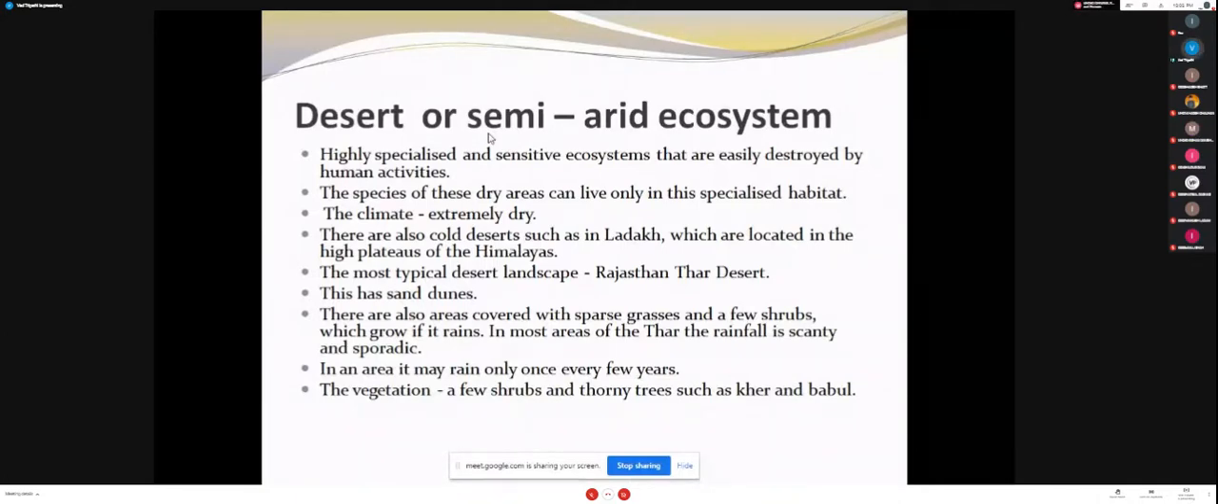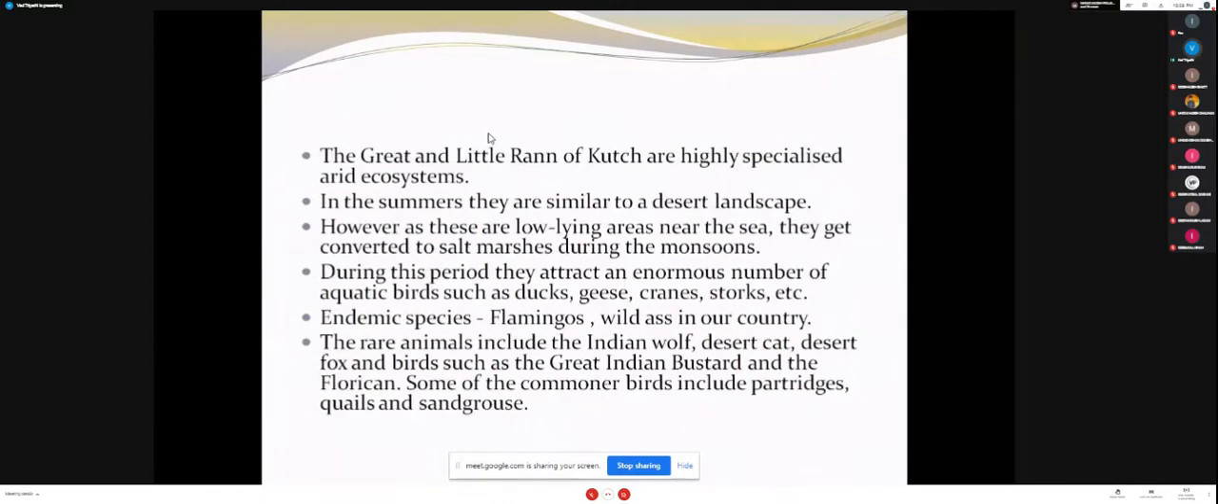conditions. In most areas of Thar, the rainfall is very less and it is not predictable. So it is scanty and sporadic. Okay. In an area, it may rain only once in a few years. So the monsoon comes over these regions once in a few years, and that is why a lot of vegetation cannot be supported by these regions. The vegetation such as a few shrubs or thorny trees such as kher or babul grow in these desert ecosystems.